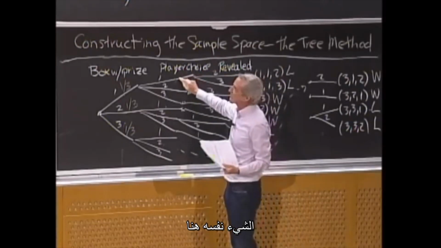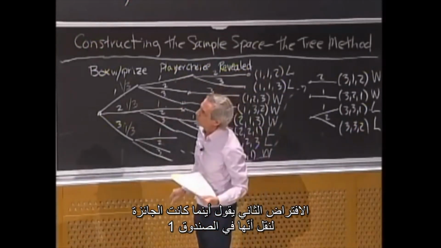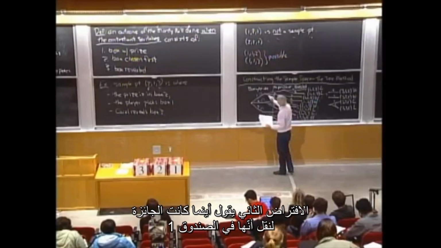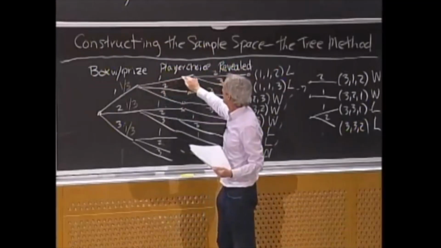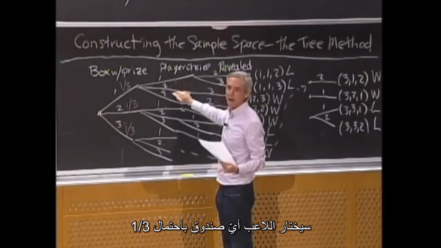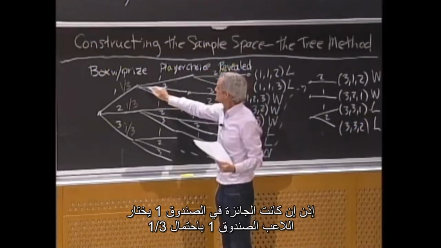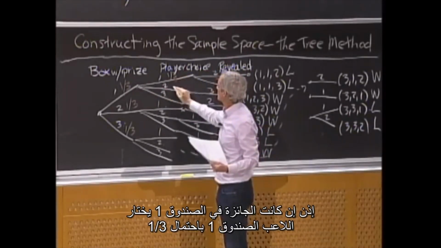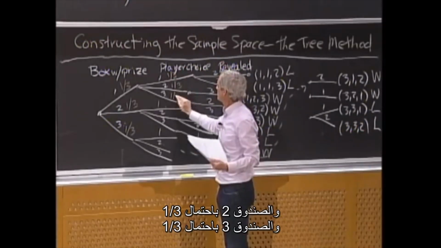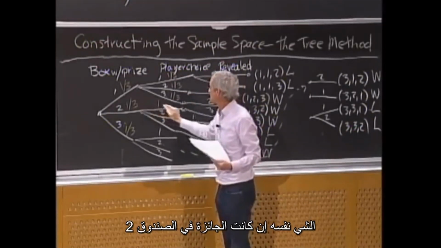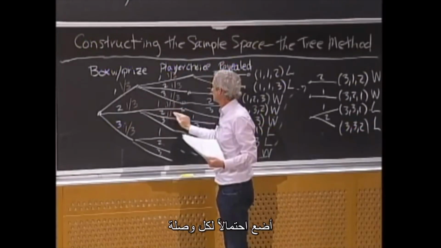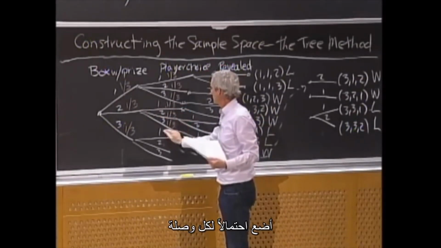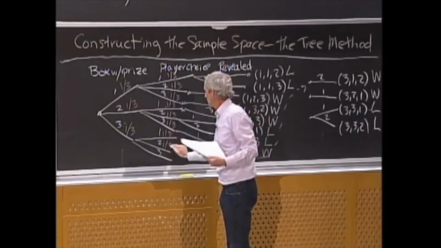Same thing here. Assumption 2 says that no matter where the prize is, say it's in box 1, the player chooses each box with probability 1/3. So given that the prize is in box 1, the player chooses 1 with 1/3, 2 with 1/3, 3 with 1/3. Same if the prize is in box 2. So I label every edge here with probability.